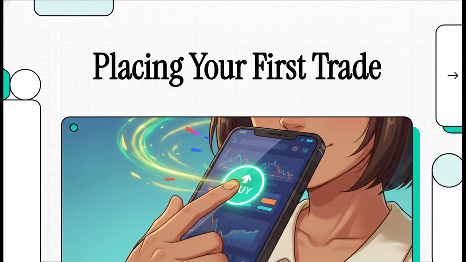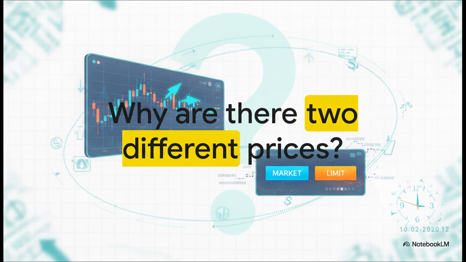Because right before you tap that button, you realize something isn't quite as simple as just buying a t-shirt online. You're looking at one single stock, but you're seeing two totally different numbers. Why are there two different prices staring back at you? And what exactly is that little box asking whether you want a market or a limit order?